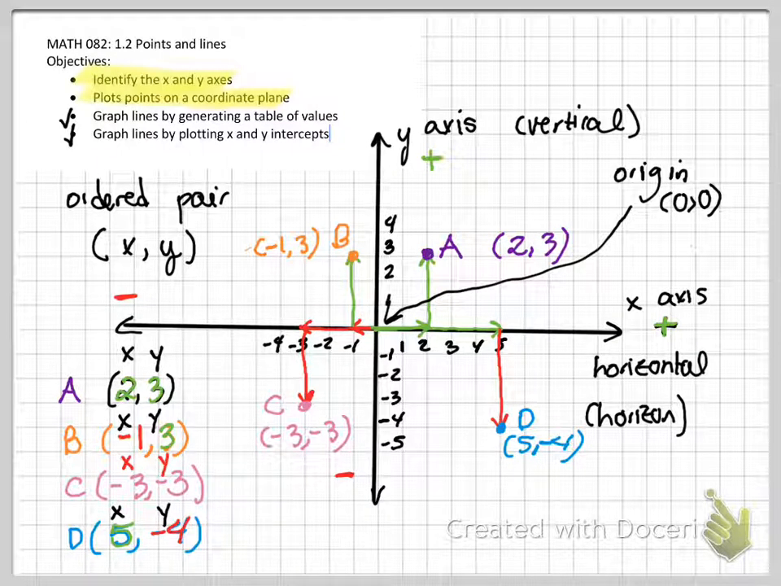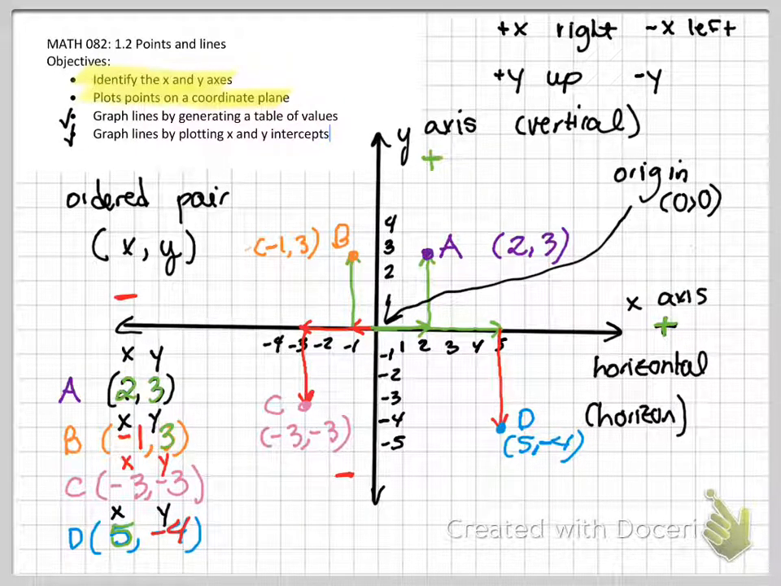Okay, so to summarize, if you have a positive x value, that means that you move to the right. If you have a negative x value, that means you move to the left. If you have a positive y value, that means you move up. And if you have a negative y value, that means you move down. And that's what you need to know to be able to graph ordered pairs.